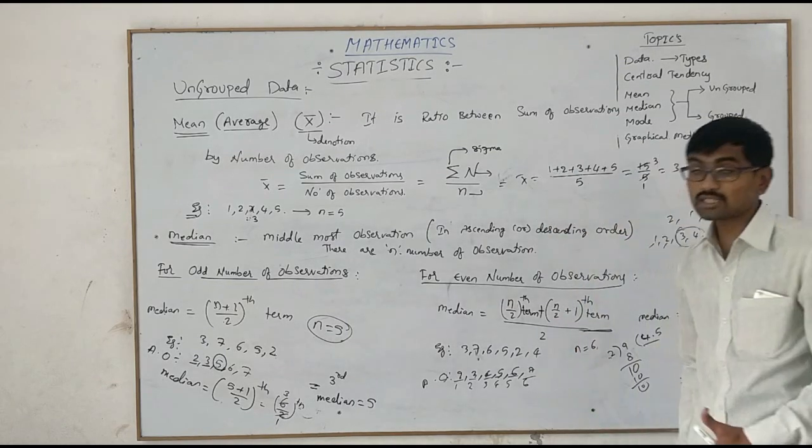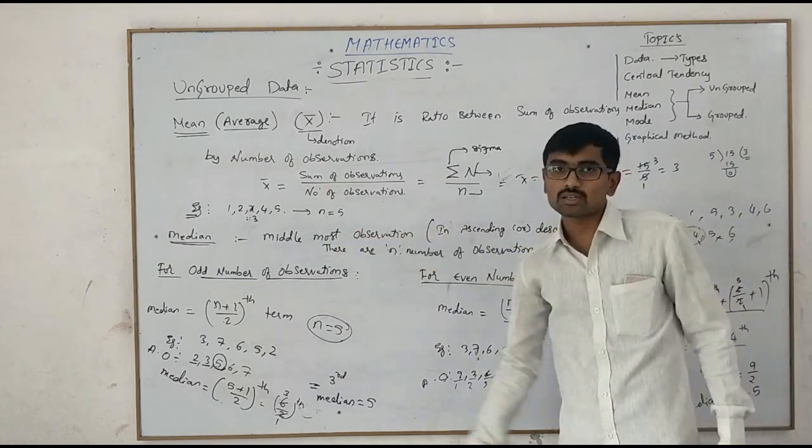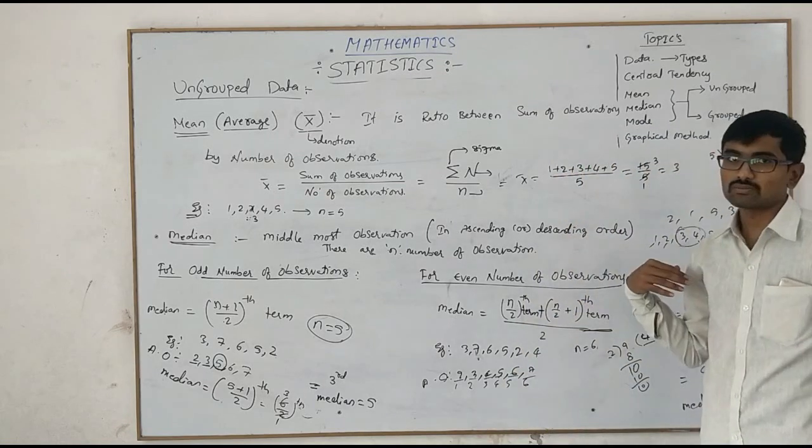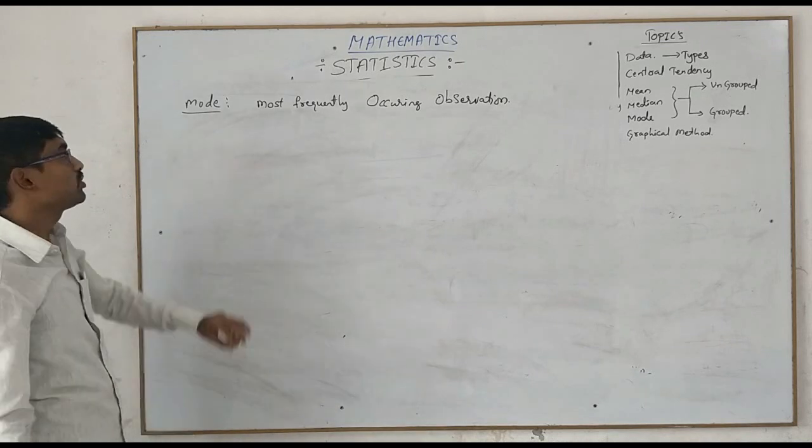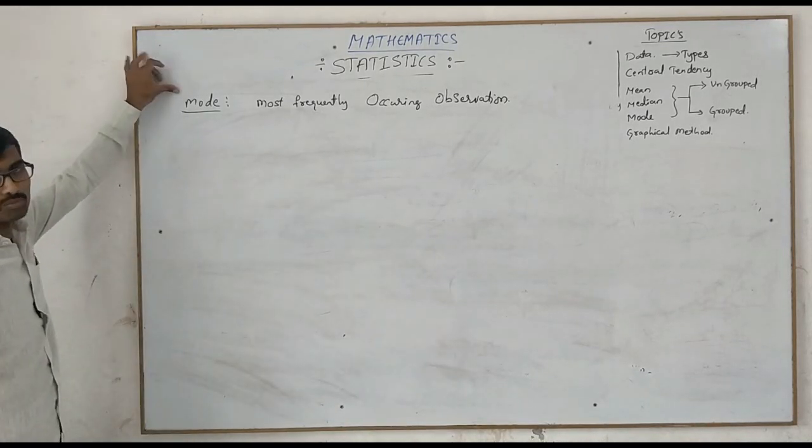So this is how we calculate the median, that is the middlemost observation of the given data, whether the observations are in odd number or in even number. So this is the process of how we find the median of the given data. Now we are going to find the third central tendency, that is mode.